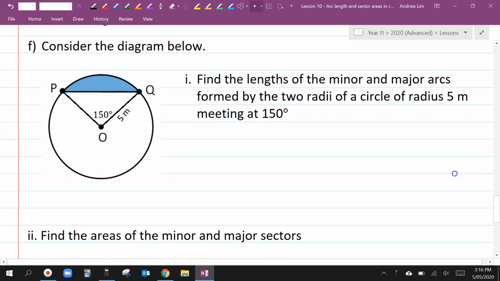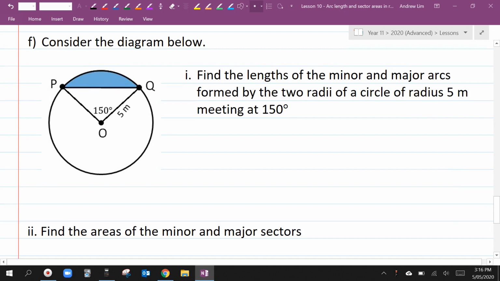Alright, last question with a few parts. Consider the diagram below. Find the lengths of the minor and major arcs formed by the 2 radii of a circle. So I might call this arc lowercase l, and I'll call this one capital L. This is green.